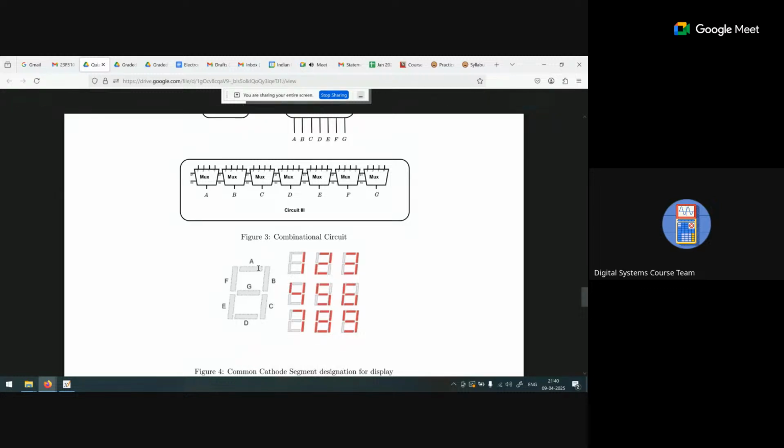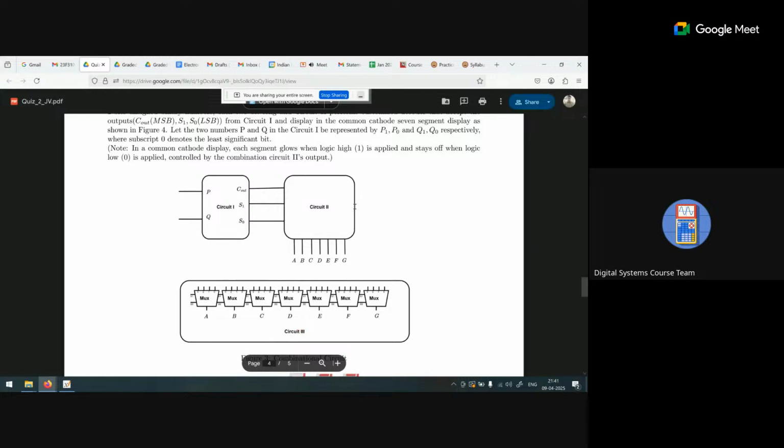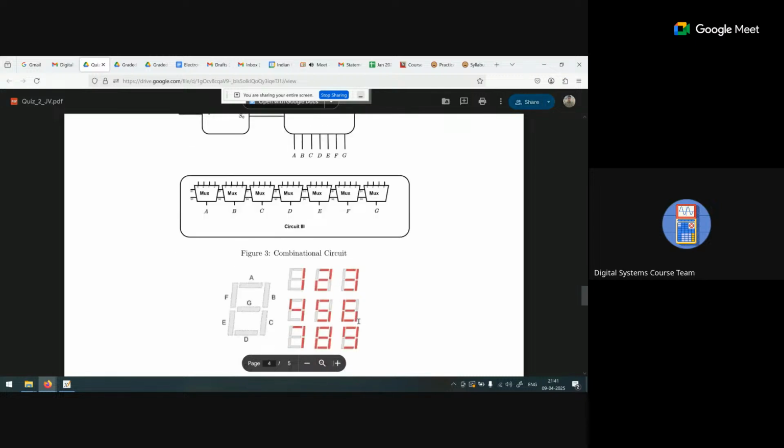And with respect to this one, we use A, B, C, D, E, F, G for the 7 segment display. So there are the 7 segments: 1, 2, 3, 4, 5, 6, and 7. We use this 7 segment display with the help of these 7 output pins. So this is the question: if we replace this particular circuit with circuit 3, and we use A, B, C, D, E, F, G for the 7 segment display.